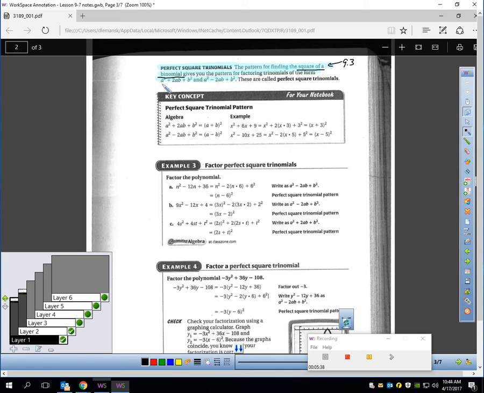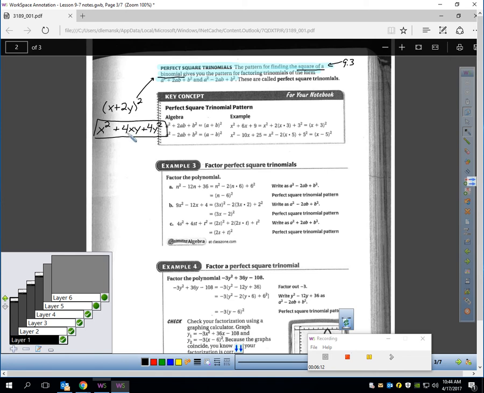Remember, back in 9.3, we would square the first term, square the last term, and then multiply those together and double to get the middle. Does that ring a bell from 9.3, a perfect square trinomial? That was called a binomial squared. It creates a perfect square trinomial. So for example, if I had x plus 2y squared, I would square the x, I would square the 2y, which would be 4y squared. I'd multiply these two together. x times 2y is 2xy, and I would double it.